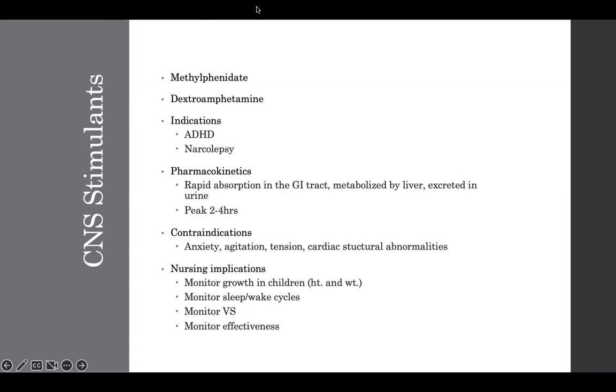You also want to monitor for sleep and wake cycles. You do not want to be giving this medication before someone's going to go to sleep. They recommend at least 4 to 6 hours before sleeping is that last dose. You're going to monitor vital signs. These medications can cause tachycardia and increase in blood pressure. And you're also going to monitor the effectiveness because you can build a tolerance to these medications. And some of the medications aren't right, and so you have to try a different one.